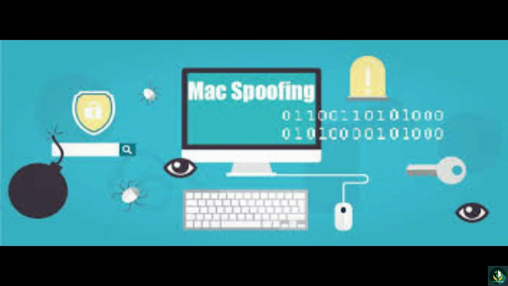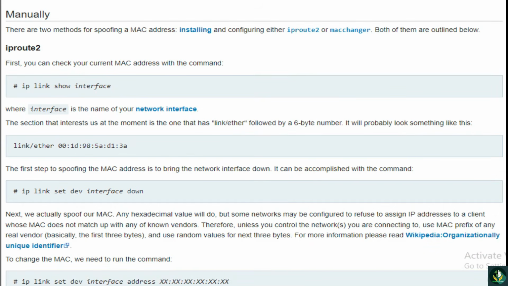Hello everyone, let's change our MAC addresses manually. There are two methods for spoofing a MAC address: installing and configuring either iproute2 or macchanger. Both of them are outlined below.